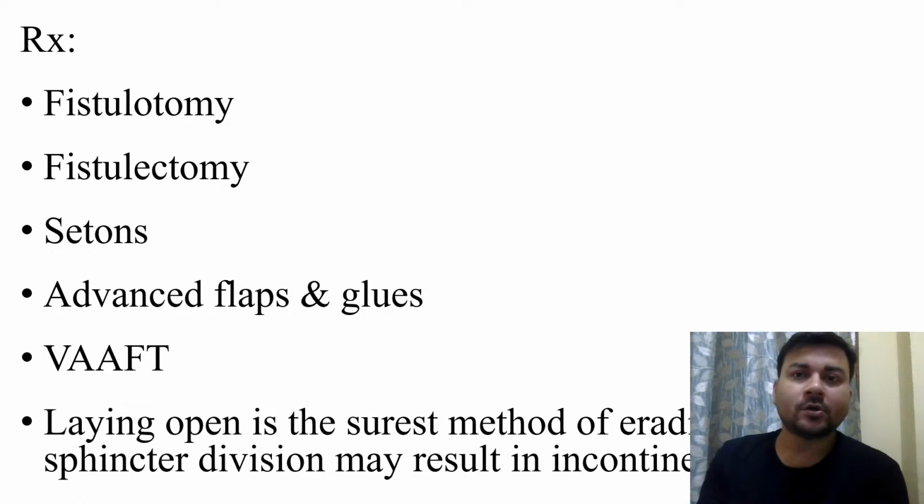Fistulectomy, the procedure is almost the same up to a certain step. We give methylene blue dye from the external opening, then we put a probe inside it, and then take out the probe from the internal opening, and the fistula is identified. Then the whole fistula tract is excised. That is fistulectomy. In fistulotomy, we are just cutting the fistula longitudinally, whereas in fistulectomy, we are excising the whole fistula.